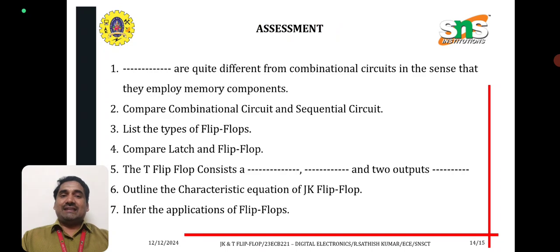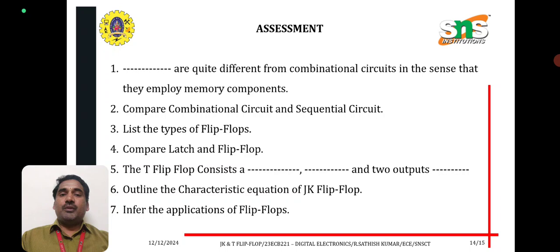Now we can see the assessment. Sequential circuits are quite different from combinational circuits in the sense that they employ memory components. Compare combinational and sequential circuit. Combinational circuit is based on present inputs, sequential circuit is based on present inputs as well as previous inputs. A combinational circuit does not have a clock signal. Sequential circuit has a clock signal. A combinational circuit does not have a memory element. Sequential circuit requires memory elements.